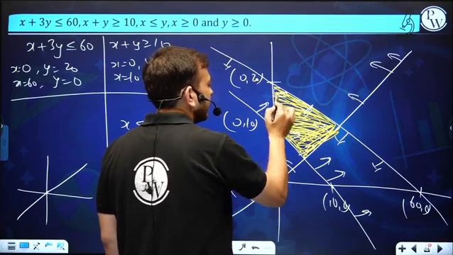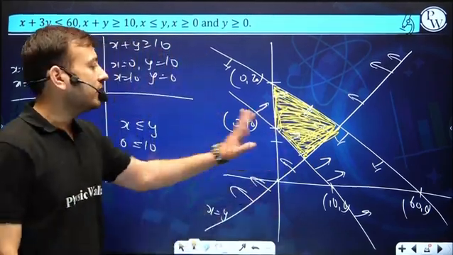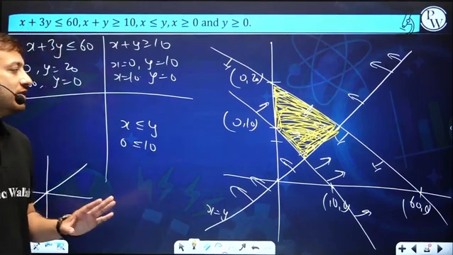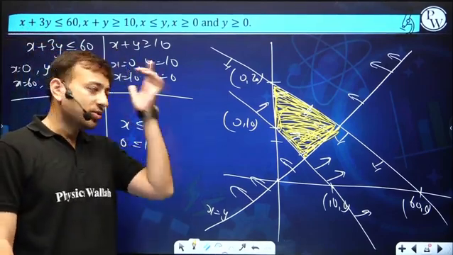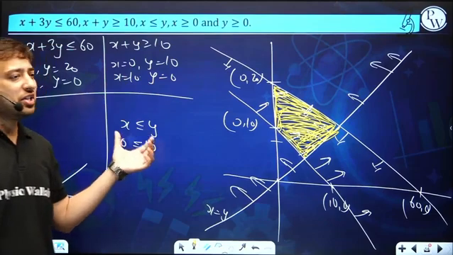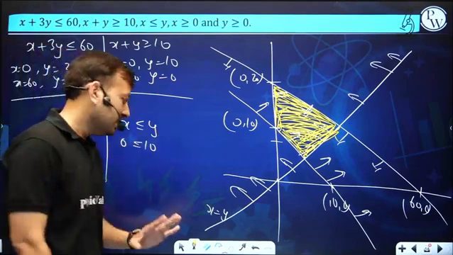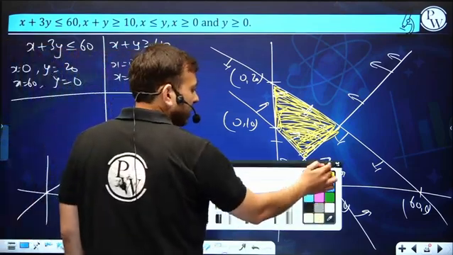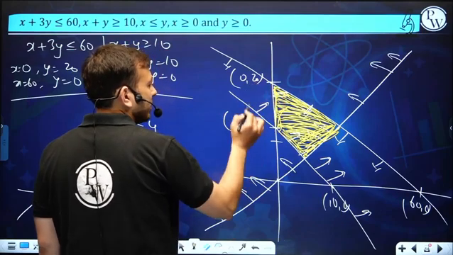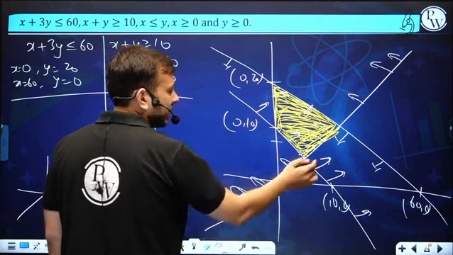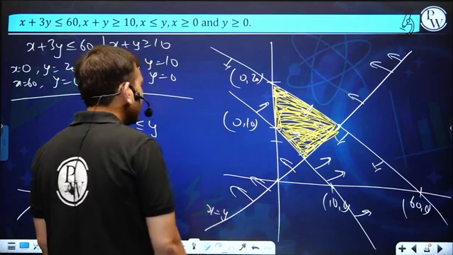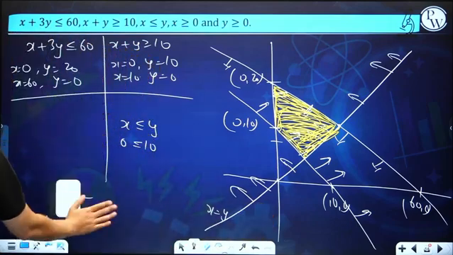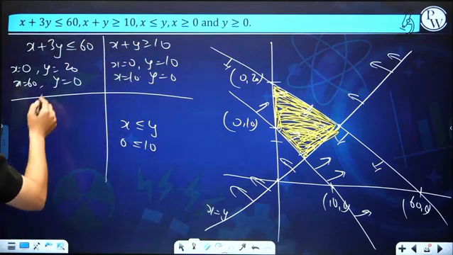Right, sir. Now, I need the corner points. Only one step left. I hope making the equation and plotting is very simple, right? Now, corner points, sir. This point is 0 comma 20. This point is 0 comma 10. Now for this point, you need to solve y equals x with each of the equations.